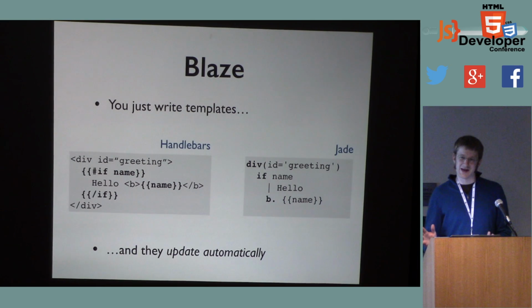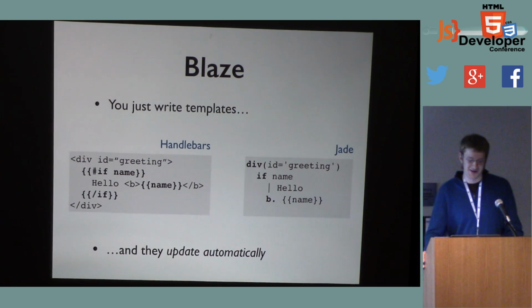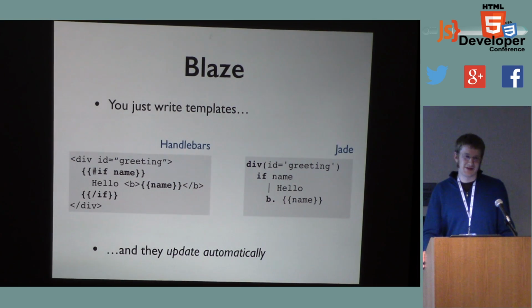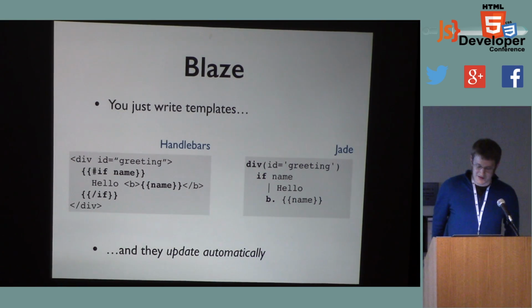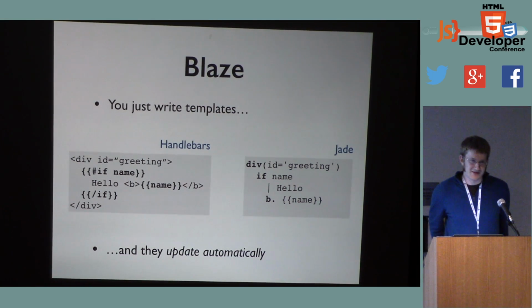Okay, so I'm now entering the Blaze portion of the talk. The big deal with Blaze is you just write templates, and they update automatically. I have a Handlebars template on the left here, and a Jade template on the right. And these are the kinds of templating languages people are using.